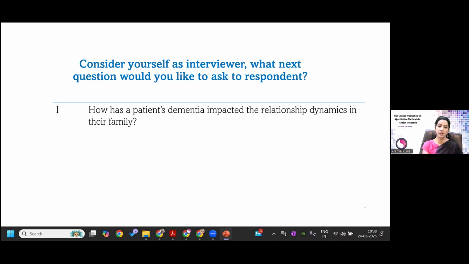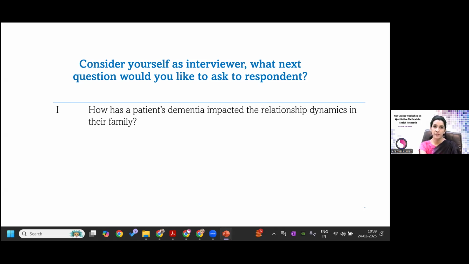So after consent taking, we have talked about how you have to take the consent for the recording also. Now consider yourself as an interviewer. If this is the question, what next question would you like to ask the respondent?